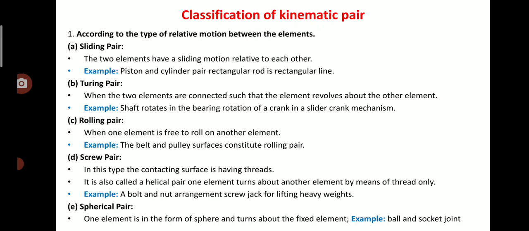Screw pair, as the name suggests, has a screw. In this type, the contacting surface has threads. It is also called a helical pair. One element turns about another element by means of thread only. The example is a bolt and nut arrangement, or a screw jack for lifting heavy weights. Let us see spherical pair. One element is in the form of a sphere and turns about the fixed element, then it is called a spherical pair. An example of spherical pair is a ball and socket joint.